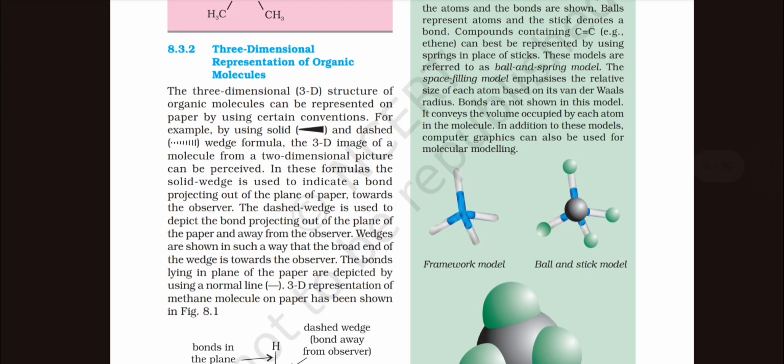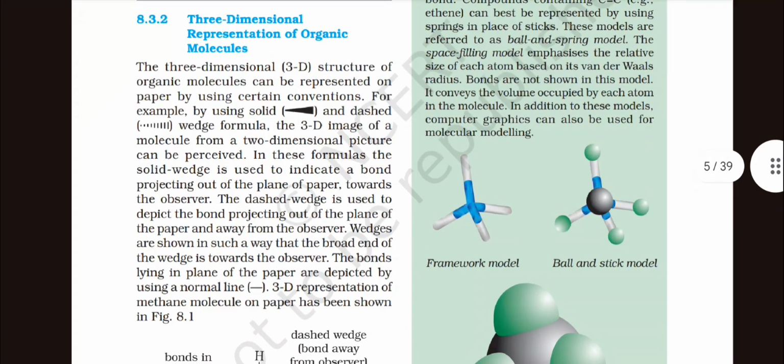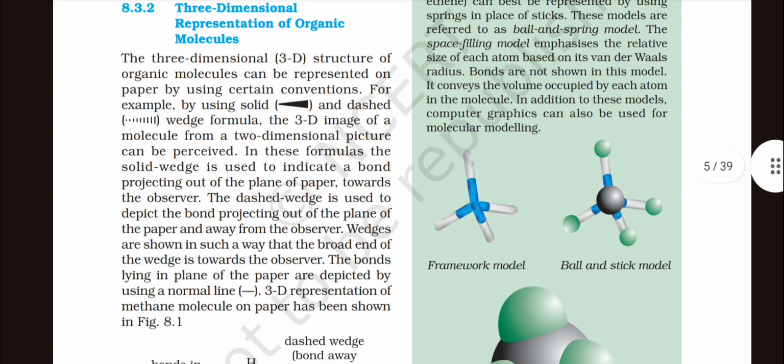Three-dimensional representation of organic molecules. The three-dimensional 3D structure of organic molecules can be represented on paper by using certain conventions, for example, by using solid and dash wedge formula. The 3D image of the molecule from a two-dimensional picture can be perceived in this formula.